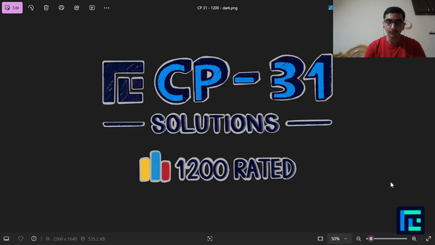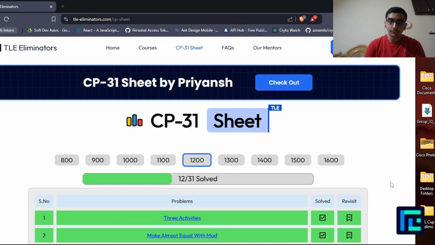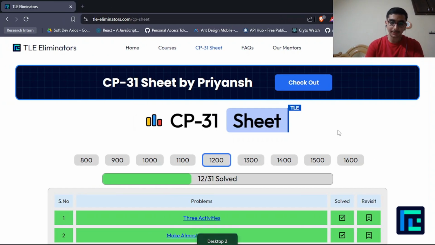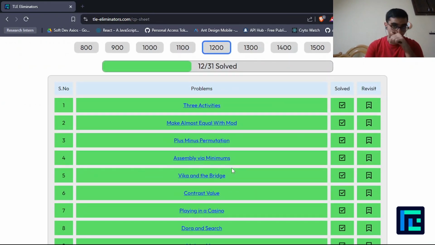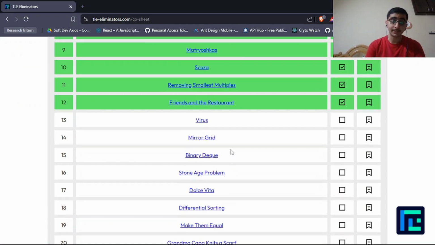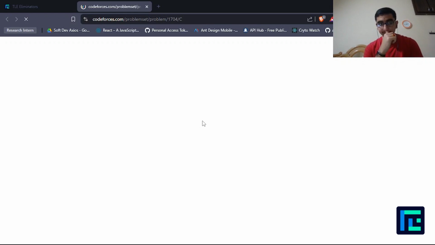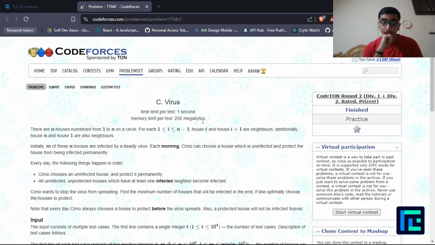Eliminators under the 1200 problems. I'll be moving to my CP-31 sheet and we can see that the 1200 problems has been checked. Now I can move down to find my 13th problem, Virus. So let's begin. Now the problem statement is as follows.